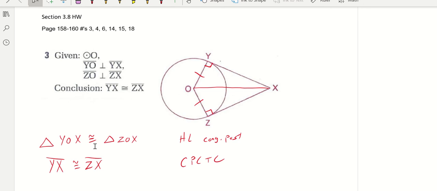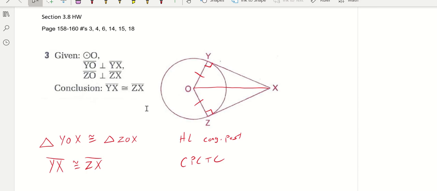And then we're able to conclude that triangle YOX, Y is where the right angle is, we travel down the one tick mark side to get to O, and then X, is congruent to triangle ZOX. Z is where the right angle is. Travel down the one tick mark side to get to O, and then X, travel down the shared side there. So this is a correct triangle congruency postulate. And then finally, we're able to conclude that YX is congruent to ZX through CPCTC.